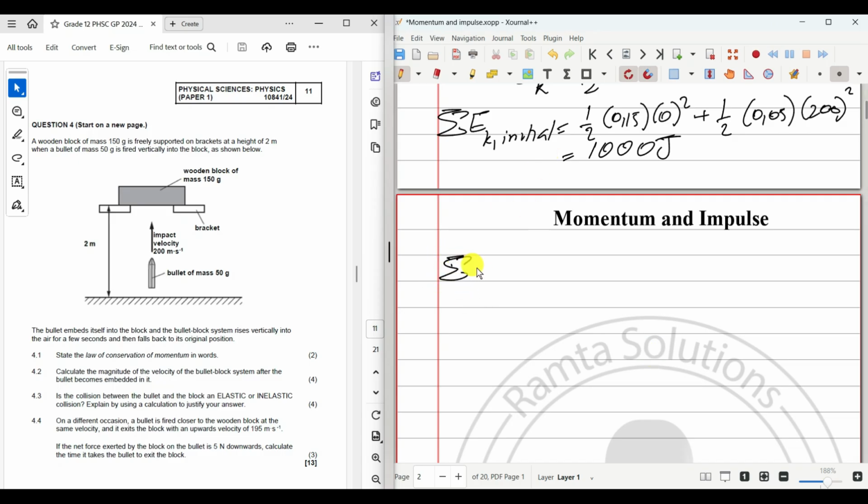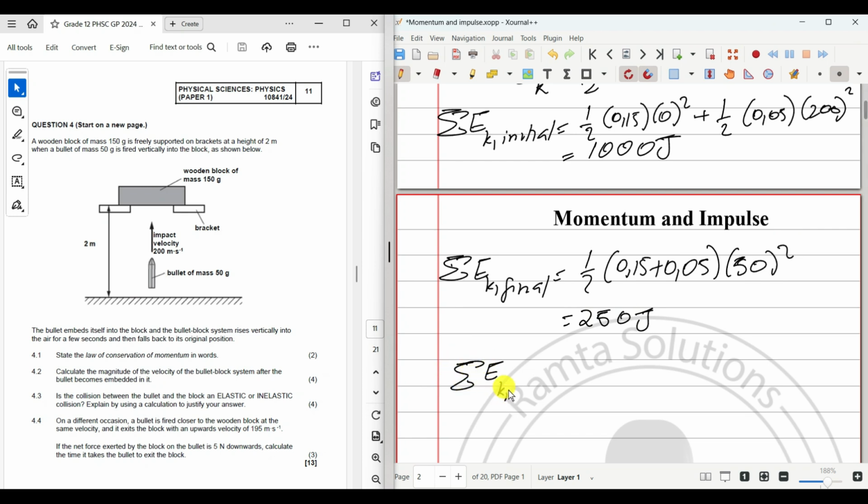Now let's look at the total kinetic energy after collision. What is this? It is half. What was the mass? It was 0.15 plus 0.05. What was the final velocity? Our final speed was 50, right? So let's see. 0.5 times 0.2 times 50 squared. What is our answer? 250 joules.